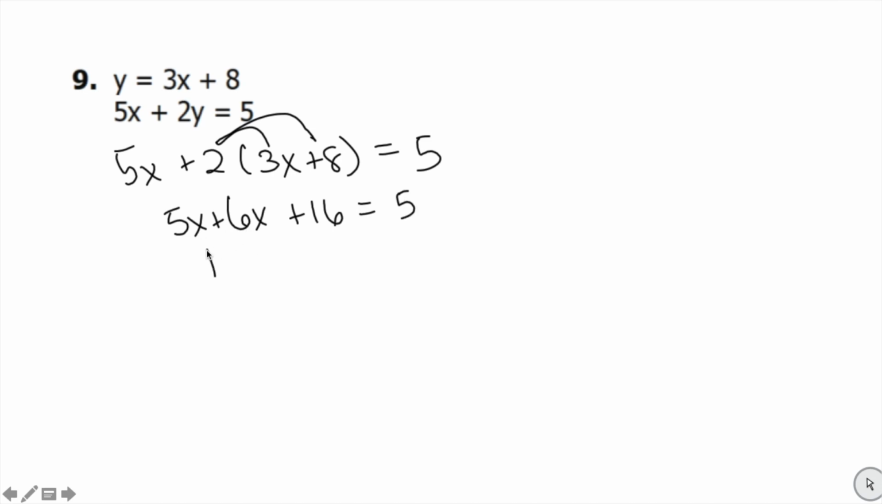6x plus 5x is 11x. Bring down our 16 and our 5. Subtract 16, and you get 11x equals negative 11. Divide by 11.